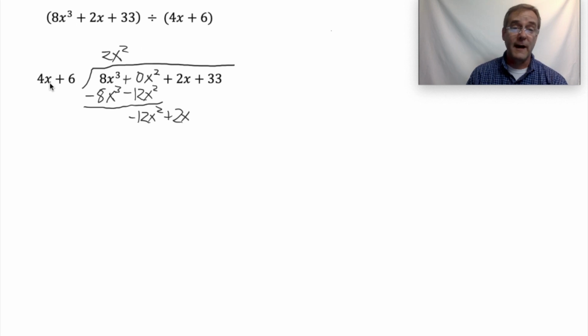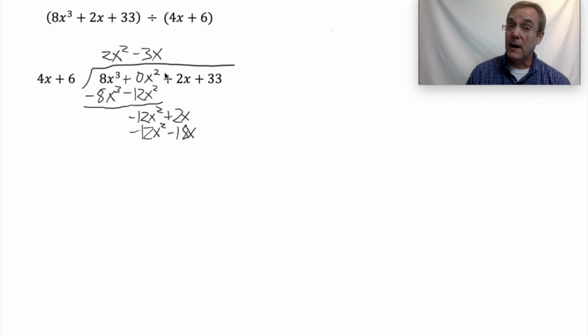What times 4x would get me to that negative 12x squared, and the rest would come along for the ride? Well, to turn 4 into negative 12, I would need negative 3. To turn x into x squared, I would need x. So negative 3x times 4x is what makes negative 12x squared. But we're not done because we have to take that negative 3x times the 4x, but also times the 6. So negative 3 times 4x makes negative 12x squared. That's what we chose on purpose. But negative 3x times 6 makes negative 18x, and that goes here.